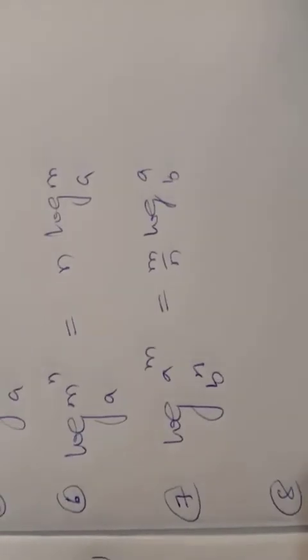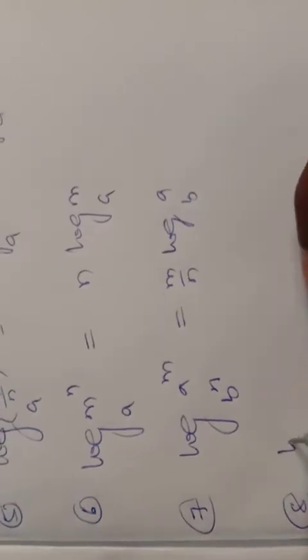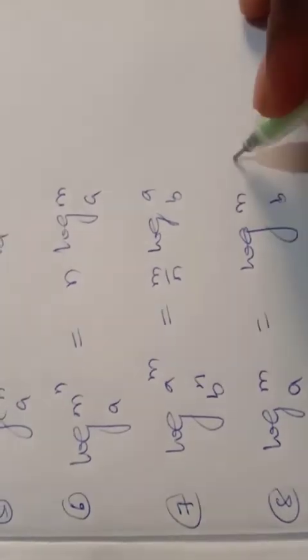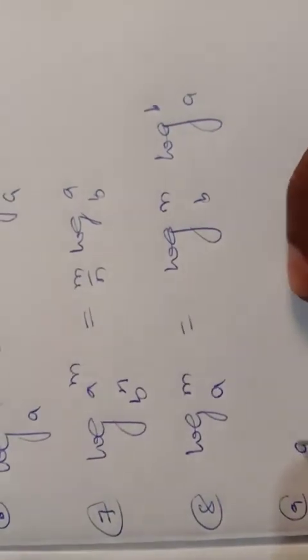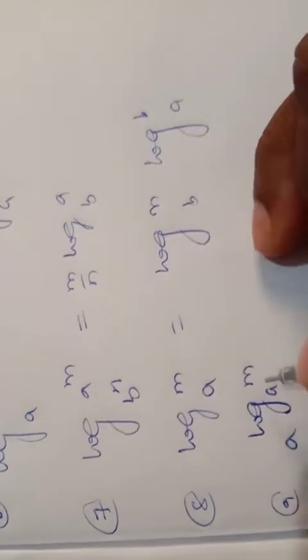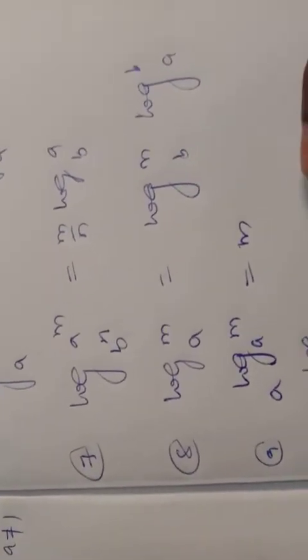And next one, change of base rule, that is log m base a equal to log m base b into log b base a. And ninth one, a power log a base m equal to m. And tenth one, e power log e base m equal to m. These are the very important formulas to solve the problems.